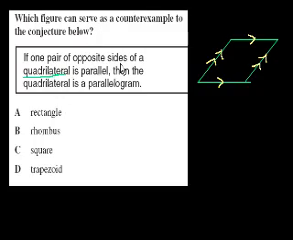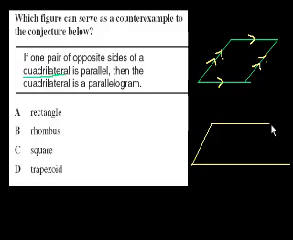Now they say if one pair of opposite sides of a quadrilateral is parallel, then the quadrilateral is a parallelogram. So I want to give a counterexample. Let me draw a figure that has two sides that are parallel. So let's say that side and that side are parallel. And then I don't want the other two to be parallel, then it wouldn't be a parallelogram. Let's say the other sides are not parallel, so they look like that and like that. Just digging in my head for definitions of shapes, that looks like a trapezoid to me.